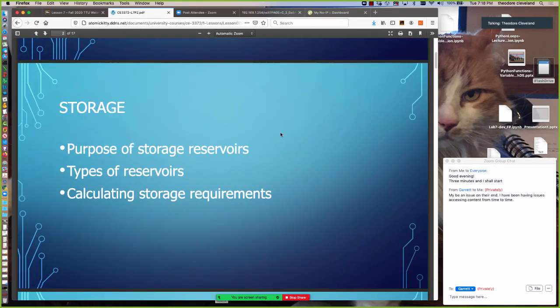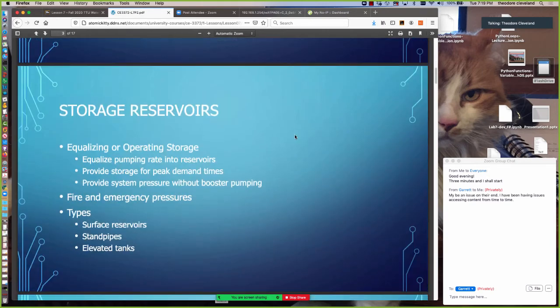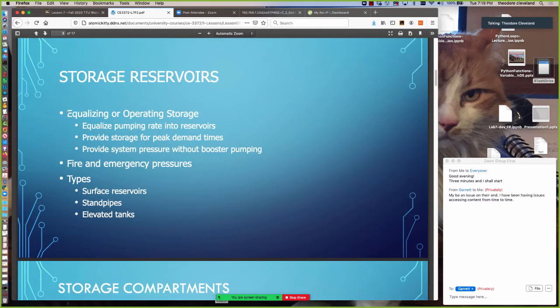Moving along, we've already to some extent discussed types of reservoirs. We have listed the purpose of reservoirs, and now we're going to get on to calculating storage requirements. So we're going to look at equalization storage. And its purpose is to allow us to use a constant pumping rate to keep reservoirs full instead of having to adjust pumping rates to meet instantaneous demands.